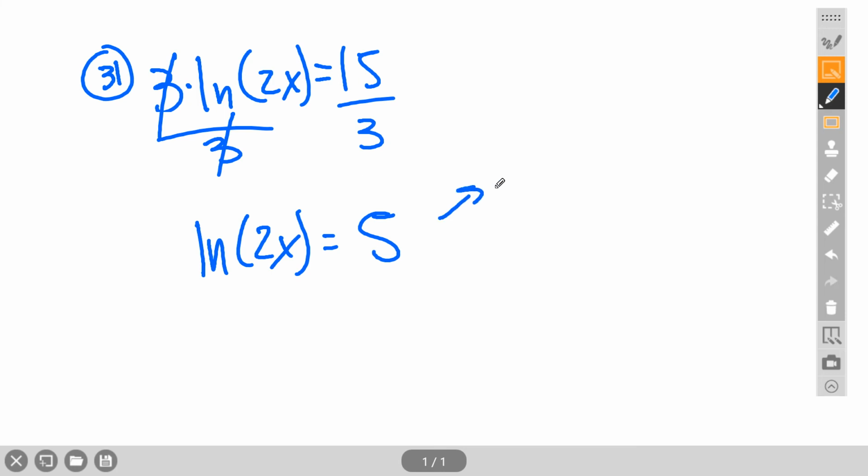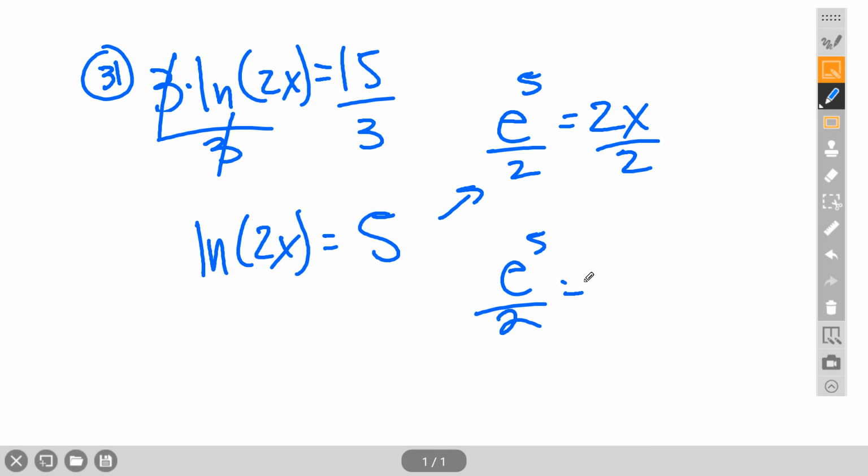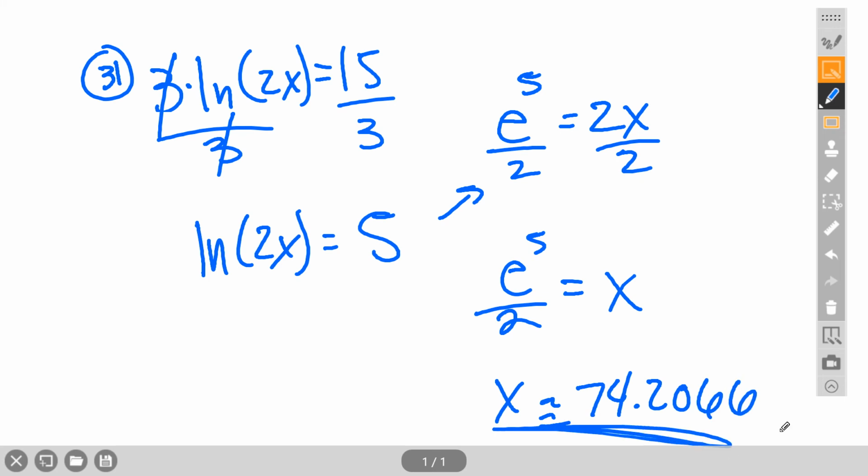Switching this to the exponent form, we get e, because that's the base of the log, to the 5th power equals 2x. Solving this for x by dividing by 2, we get e to the 5th power divided by 2 is equal to x. And this is something we can easily put in the calculator, e to the 5th divided by 2, which is about 74.2066.